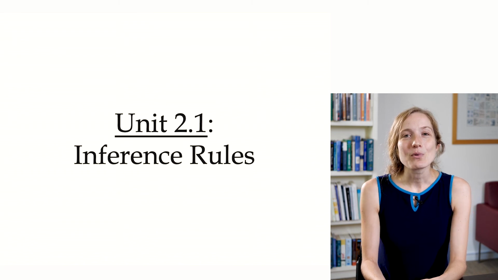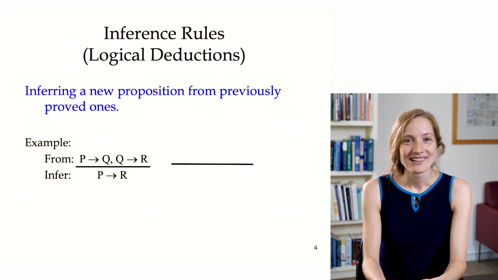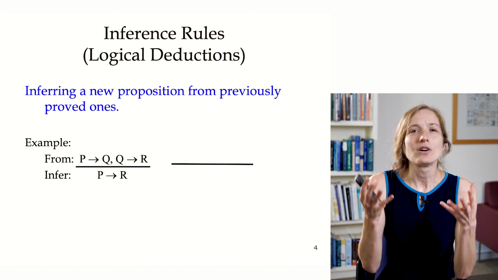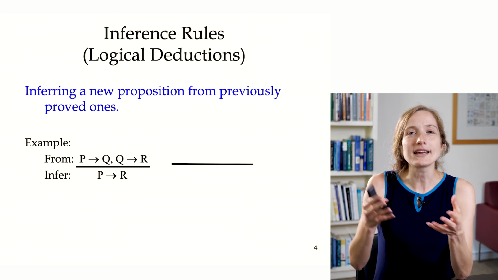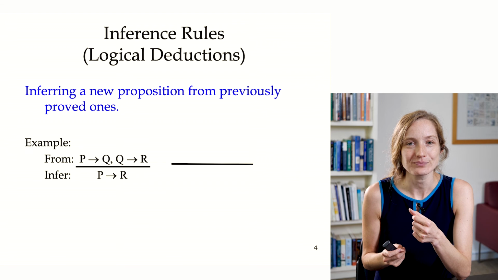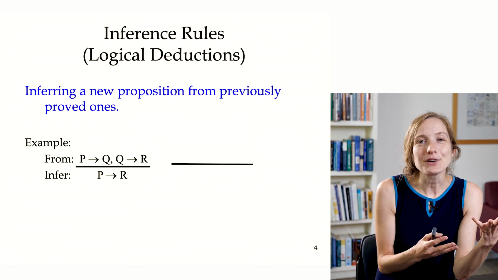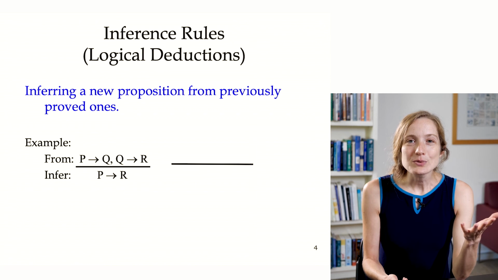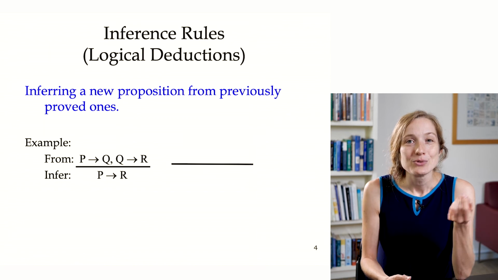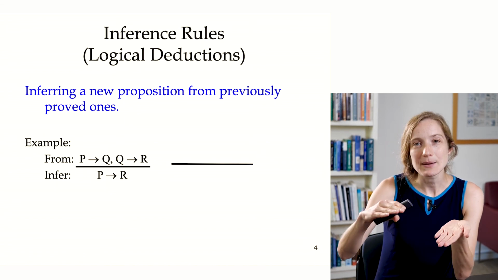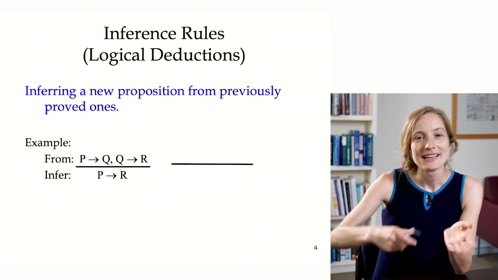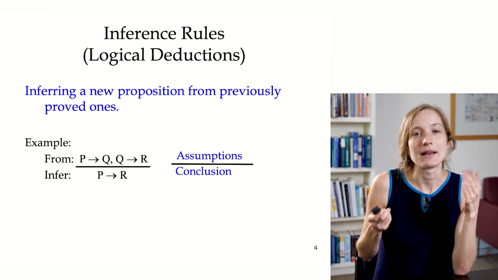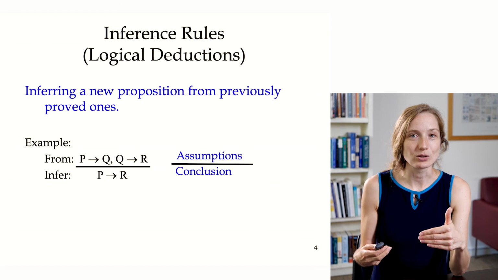The first topic will be inference rules. So what is an inference rule? These are sort of rules or laws for when you can make a logical deduction, or infer new propositions from previously proved ones. Take a look at this example here. Notationally, we write this sometimes by having this vertical bar, and above the vertical bar are listed the assumptions, and below the vertical bar is some conclusion.